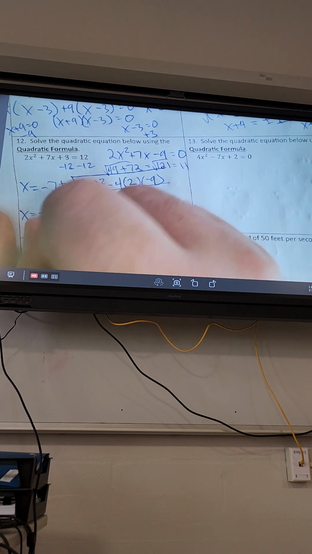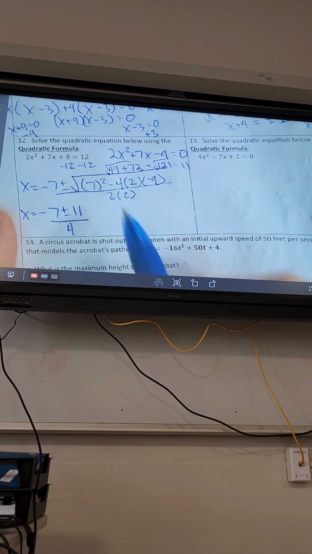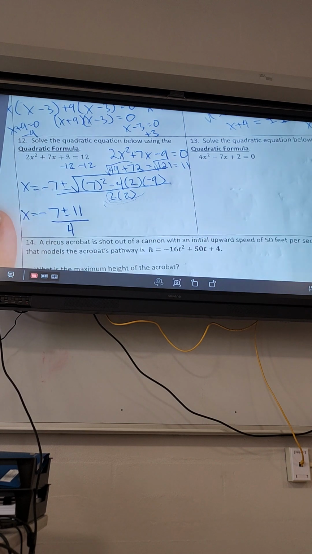X equals negative 7 plus or minus 11 divided by 2 times 2, which is 4. One thing students always forget is to multiply the two bottom numbers. So please don't forget to multiply this. Guys, we were working to the bell today. I'm so sorry, but please bear with me, okay?